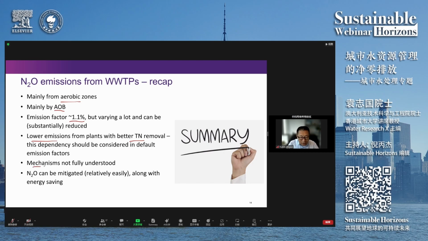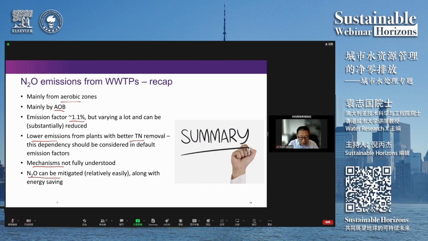I would say we have got quite some understanding of N2O production mechanisms. It's also fair to say we don't know every detail there, so we still have room for scientific research in that space. And N2O can be mitigated relatively easily, and then you can achieve energy saving in the meantime.